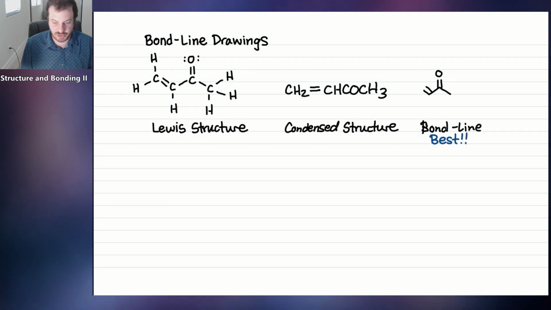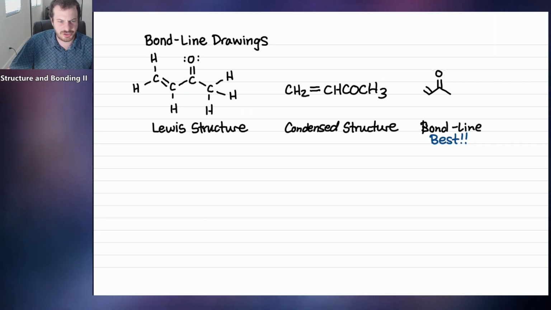For the bond line structures, you can include lone pairs on things like the oxygen and still preserve that information, but a lot of times the lone pairs are just dropped off. So if you don't see lone pairs, that's just chemists being lazy. You don't have to include lone pairs unless I specify.